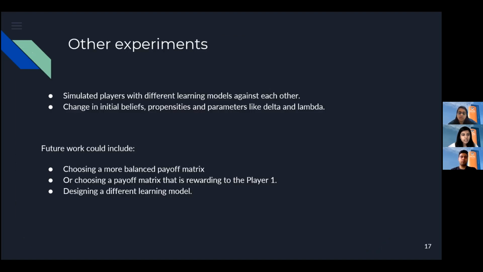The other experiments that we conducted were to simulate gameplays with different learning models, or with agents that had a different learning model than the other. We also changed the initial beliefs, initial propensities, and parameters like delta and lambda. Future work could include choosing a more balanced payoff matrix, as this payoff matrix is more inclined to reward player 2 instead of player 1. So we could choose a payoff matrix that is more rewarding to player 1 and observe how these models are able to predict behaviors of the players, and also possibly design a different learning model to address these changes.